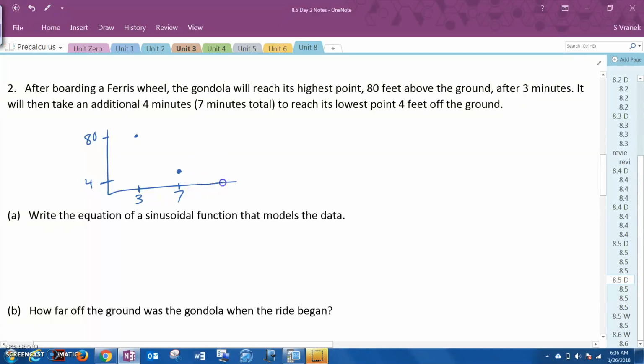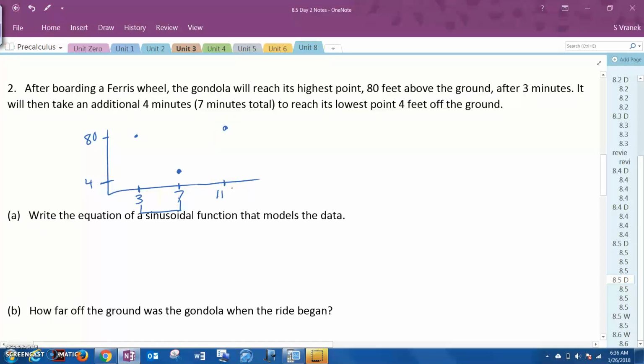The problem is we only have half a curve. So you have to figure out where the curve will get back to its highest. Well, it should be a symmetric curve. So if it took 4 minutes to go from high point to low point, it'll take another 4 minutes to go from low point to high point. So that should be at 11.